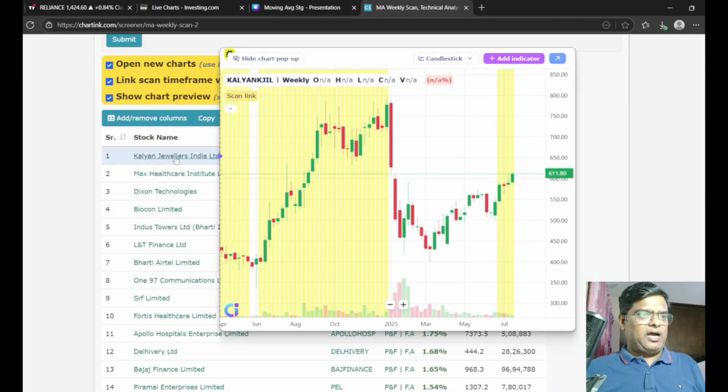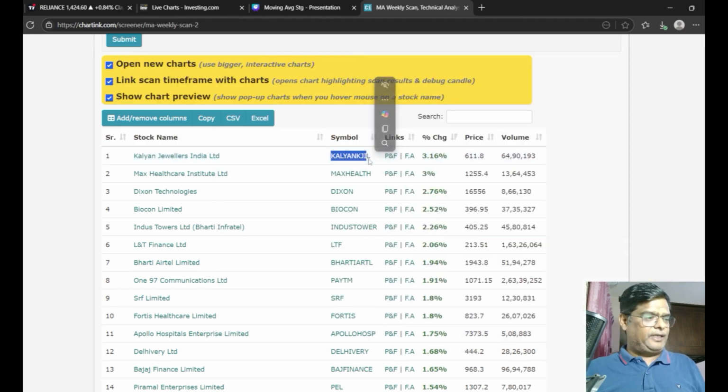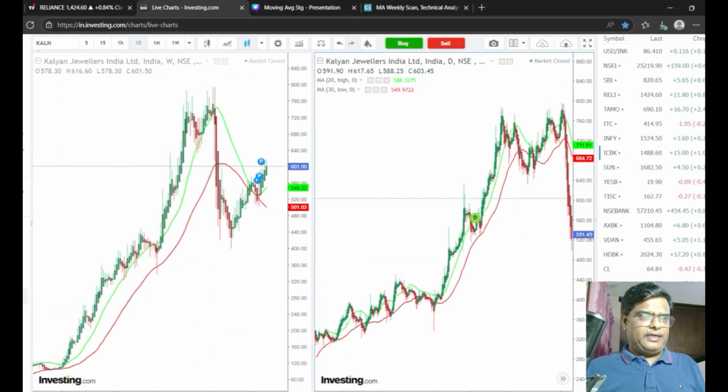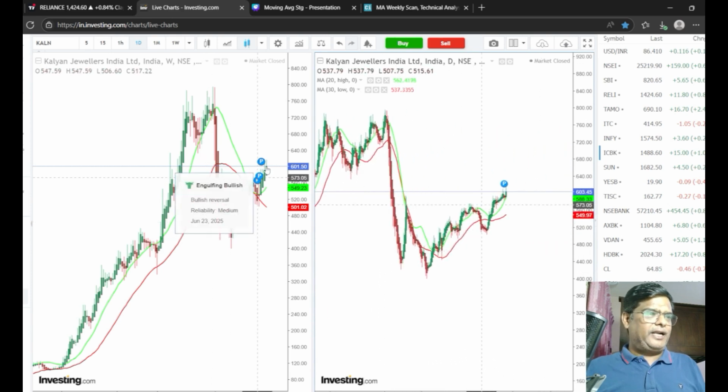These are all the stocks where the weekly time frame trend is up. Let me take one of these. Then I am going back here to search for it. So here the trend is up.